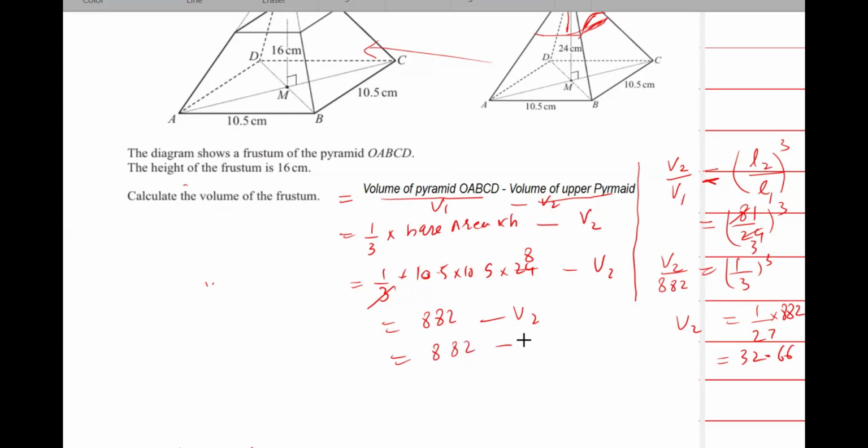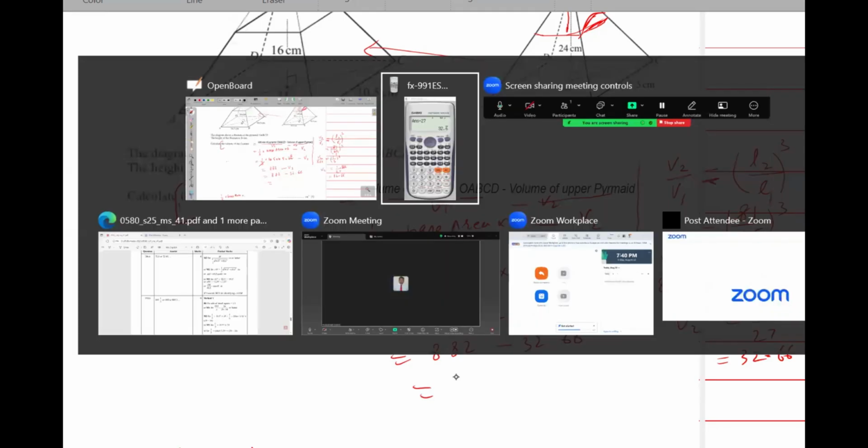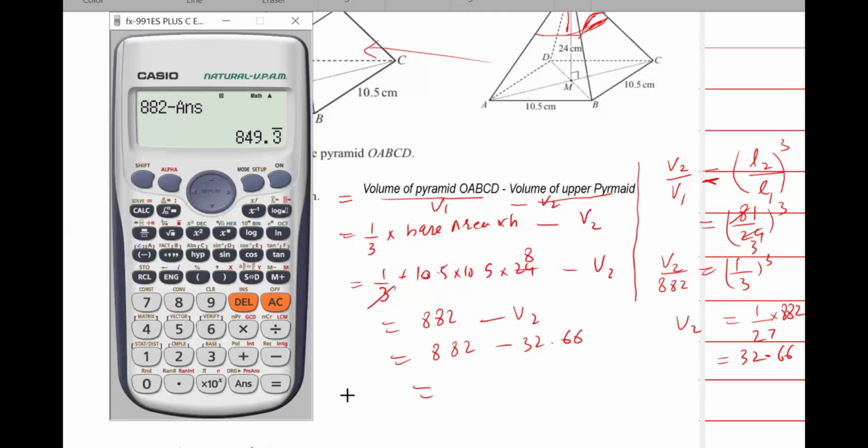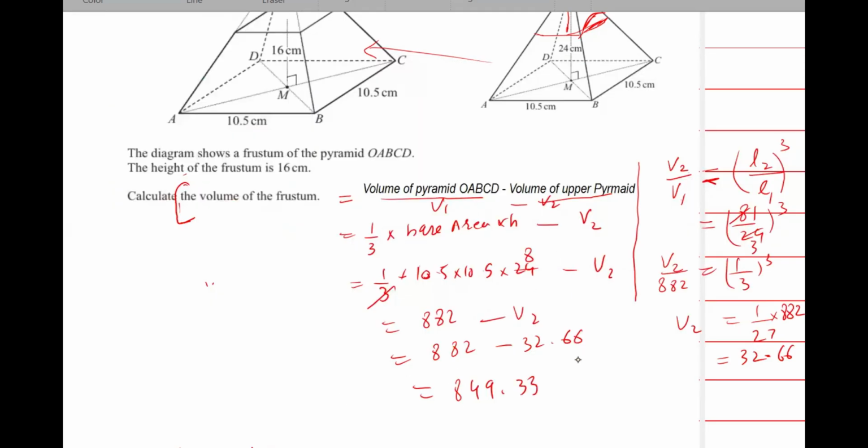882 minus 32.66, this value will be equal to 849.33. This is the answer.